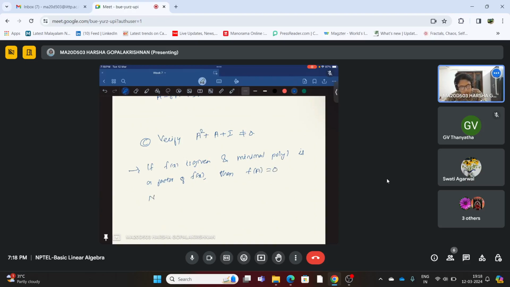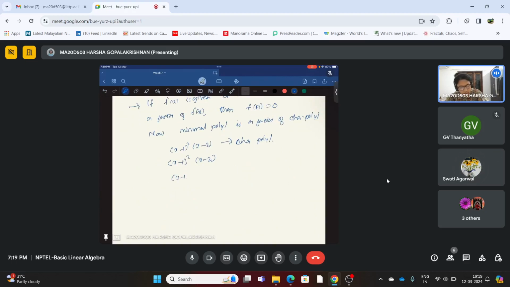Okay, now note that the minimal polynomial is a factor of the characteristic polynomial. That means, for example, if (x minus 1) squared into (x minus 2) is the characteristic polynomial, the minimal polynomial can be (x minus 1) squared into (x minus 2), or it can be (x minus 1) into (x minus 2) also.